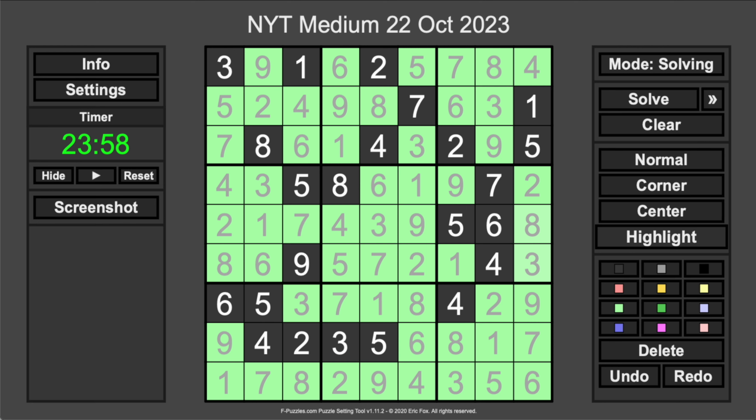I think this was one of my better solves. I did not really get stuck at any point. And aside from a few things that I had to see in front of me before I could figure out, oh, there's only one place for one digit in some box, I think I did well, and thank you for joining me this morning.